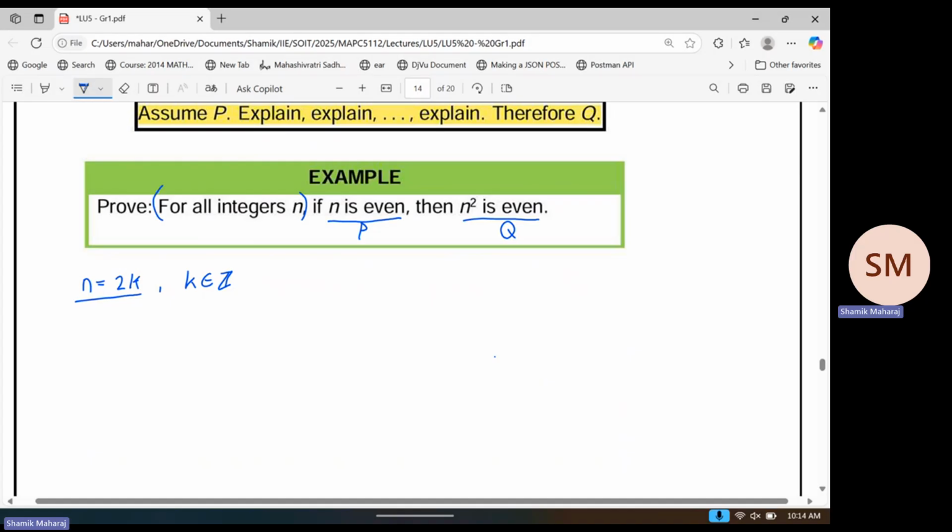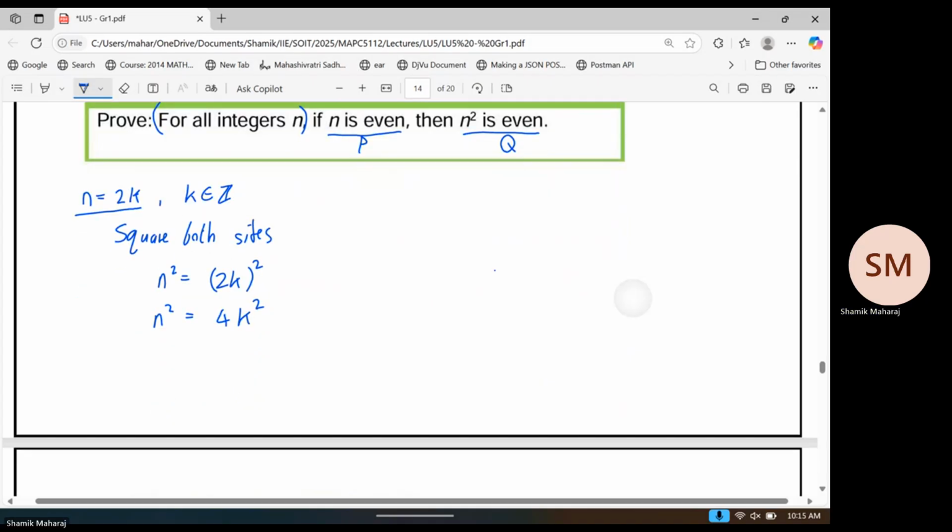That's the explain, explain, explain part. So from here, let us square both sides. That seems like the most logical thing to do. Square both sides, and we get n squared is equal to (2k) squared, which is n squared is equal to 4k squared. Right, that doesn't exactly help us yet, but what we can do is pull a 2 out, right? Because we want this to look in a certain way. n squared is equal to 2 times 2k squared. Right, that's the trick we have to do here.